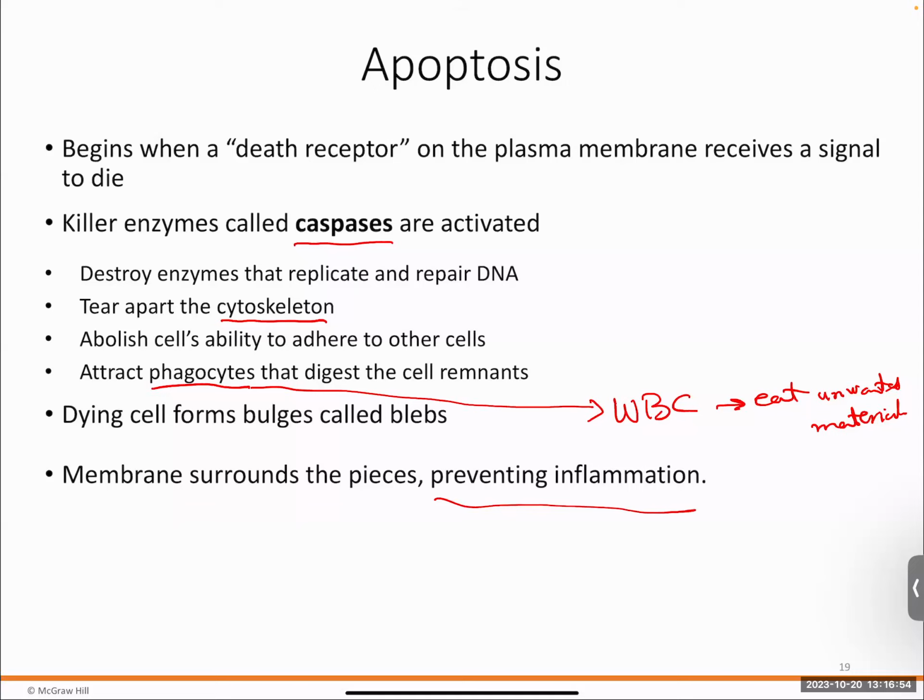If this process doesn't take place properly, if the apoptosis doesn't happen properly, then you are introducing the inside material of the cell to the external environment that can trigger inflammation.